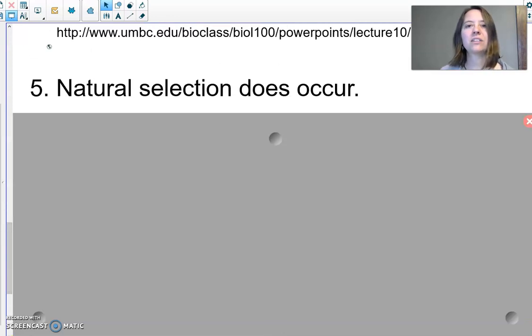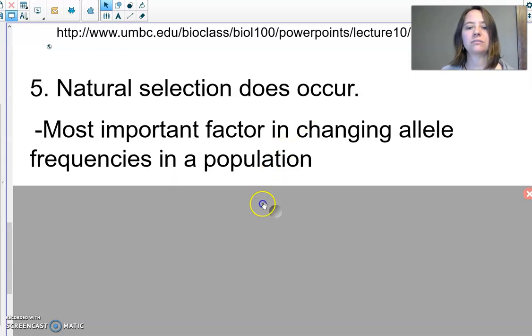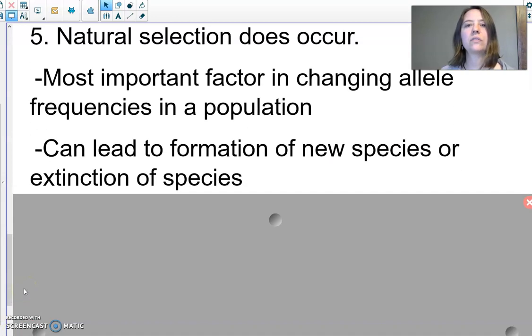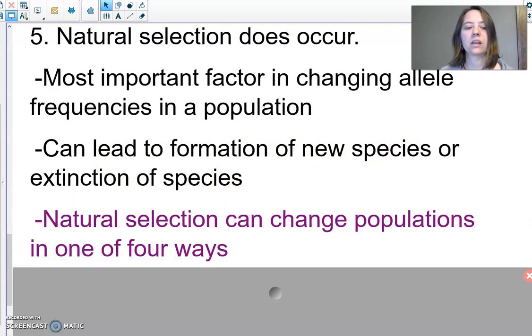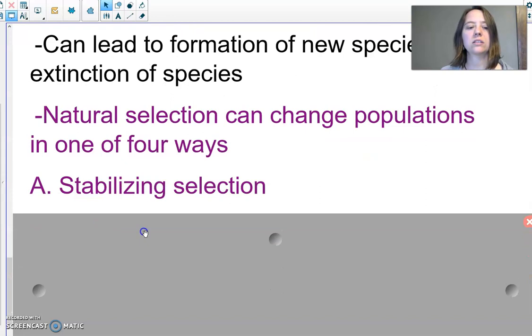Our 5th and final requirement for evolution is that natural selection does occur. This is the most important factor in changing allele frequencies in a population. Natural selection can lead to the formation of new species or the extinction of a species. That would be not just microevolution, but macroevolution, when we get new species or extinction of species. You don't have to write this down, but I would like you to pay attention. Natural selection can change populations in one of 4 ways.